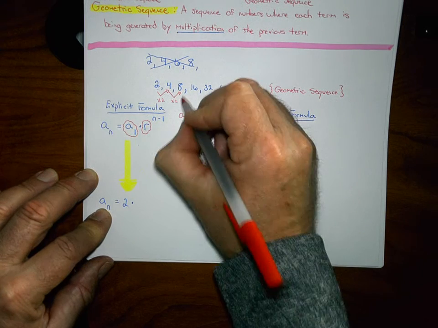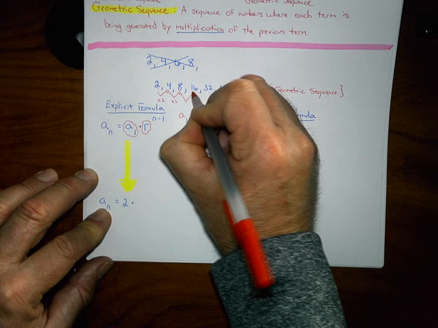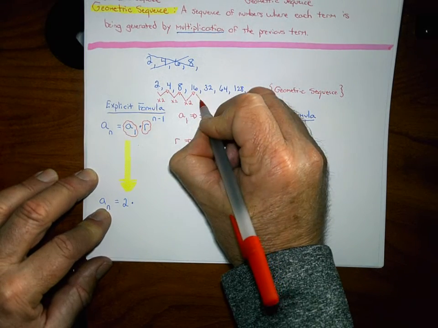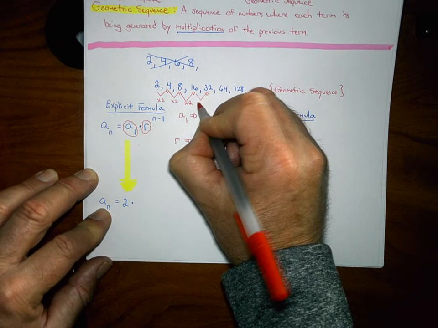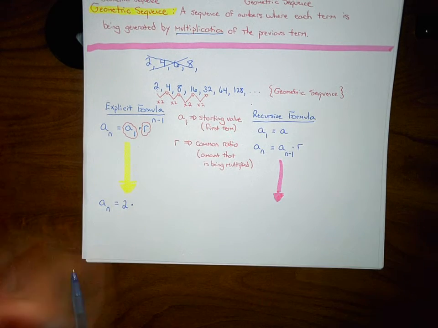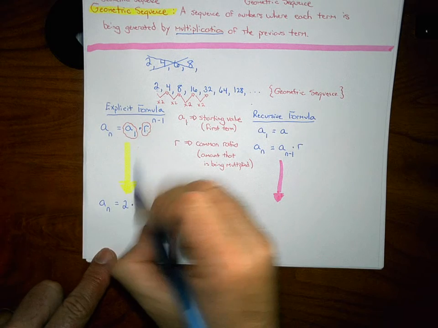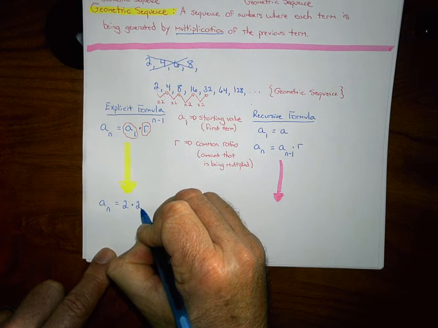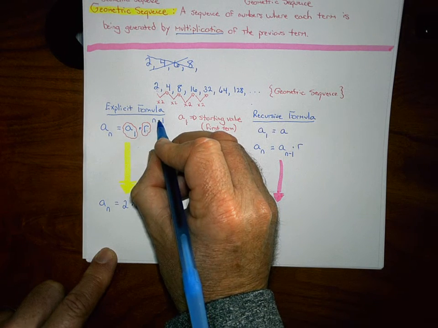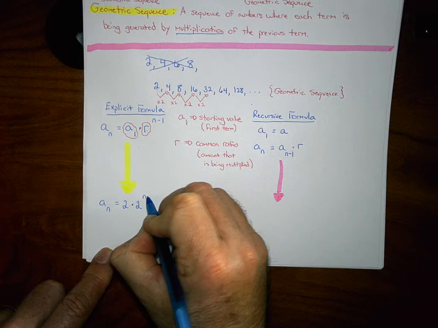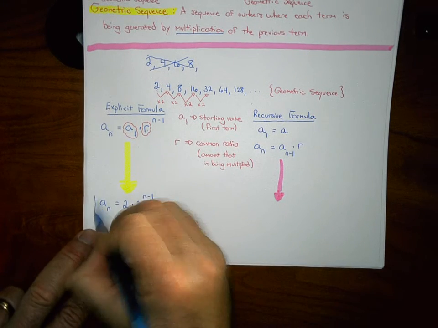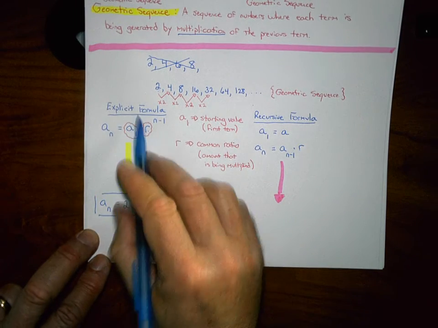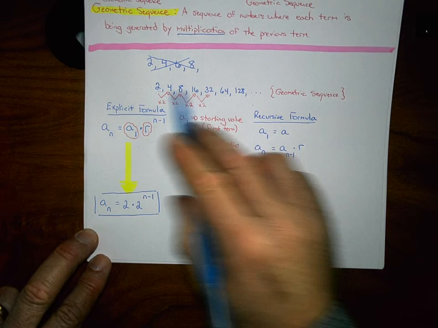And as a matter of fact, if you look at it right here, as Jackson just said, you're multiplying by 2 every single time to generate the next number in the list. So that means my r value is 2. So I'm going to turn r into 2. I'm going to have 2 times 2, and then the n minus 1 is going to stay exactly as it is. So that right there would be the explicit formula for this geometric sequence.